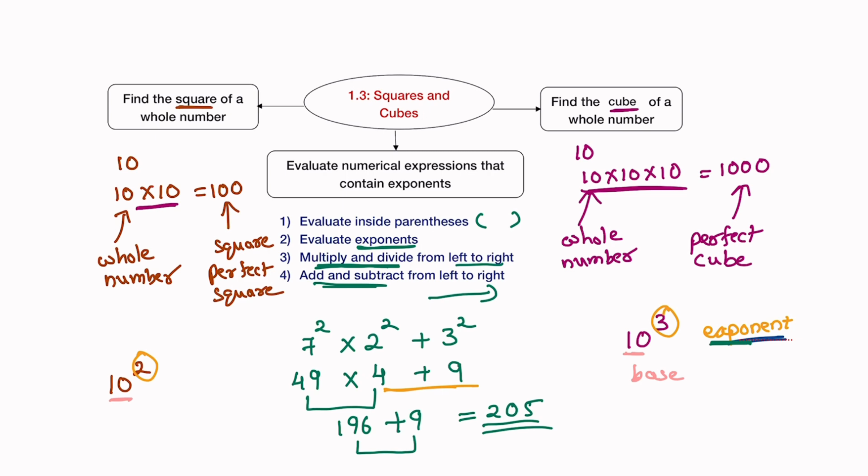So only 3 things: square, cube, and this expression. Square, you know, you have to multiply the same number 2 times, and in cube it's 3 times, right? And the expression with this rule, and it's done.